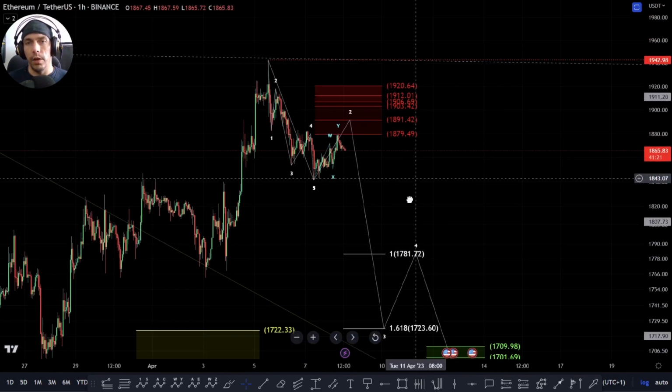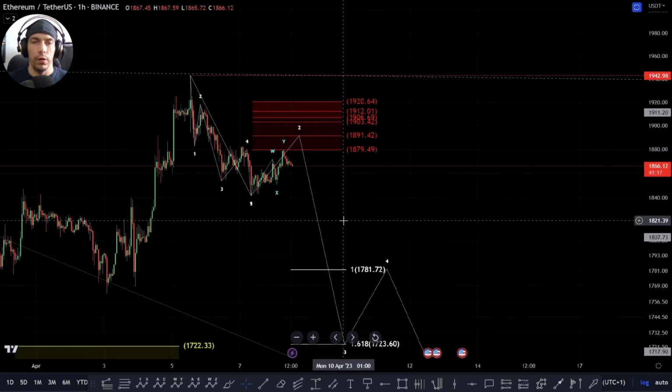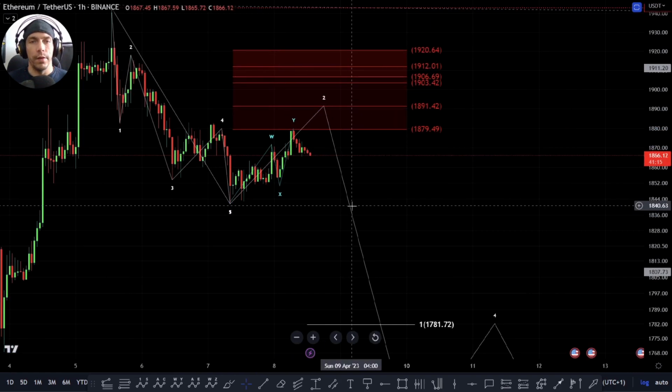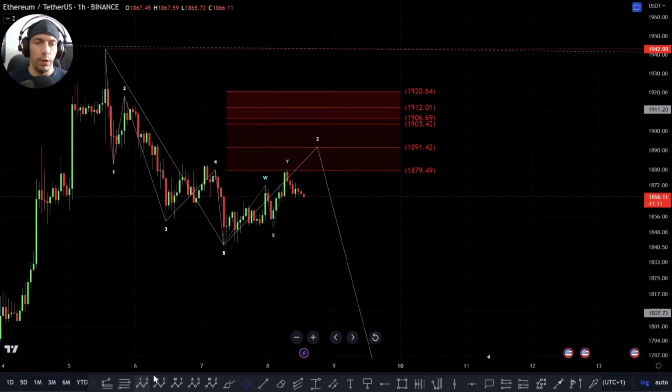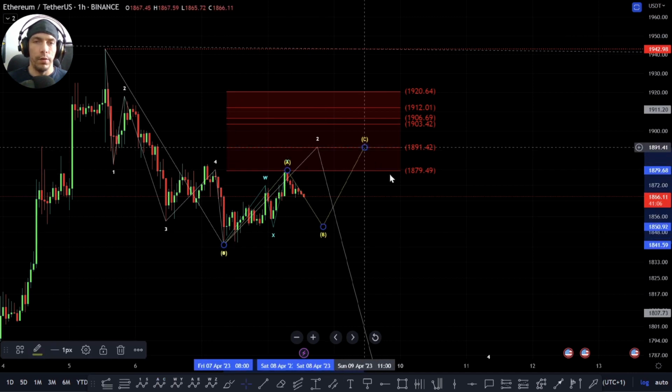So this is what I'm looking out for. As long as we remain below this 1942, we need to be aware this could start to break down. It is possible that as a wave 2, this would not be completed either. This could be something like this as an A, we come back down, find support for a B, and then we get a C wave up.